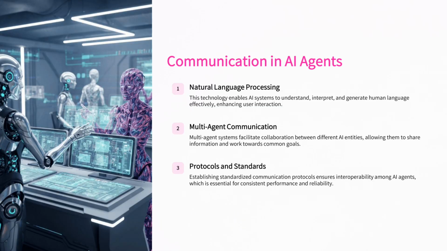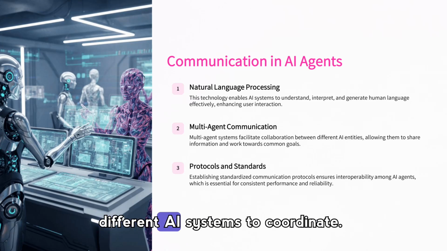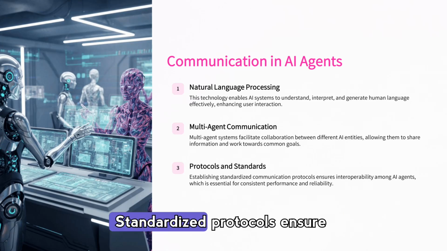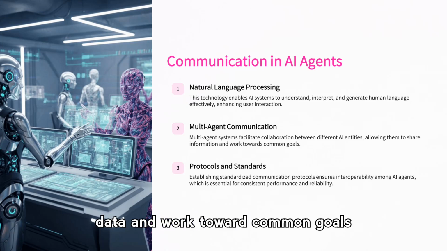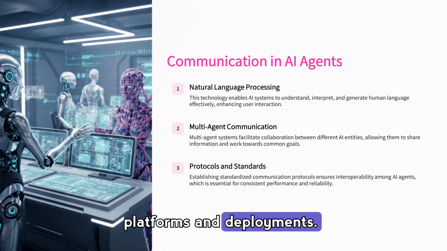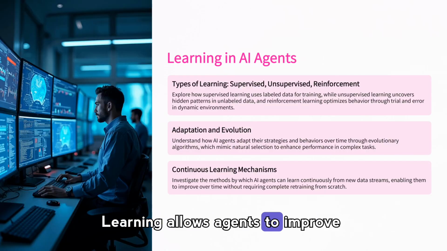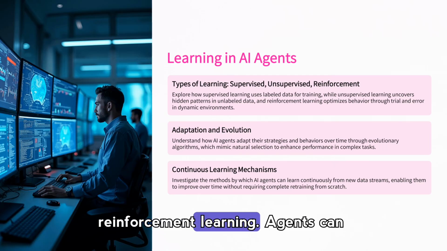Communication is central to intelligent behavior. Natural language processing enables human-like interaction, while multi-agent communication allows different AI systems to coordinate. Standardized protocols ensure interoperability, so agents can share data and work toward common goals securely and consistently across platforms and deployments. Learning allows agents to improve over time through methods like supervised, unsupervised, and reinforcement learning.